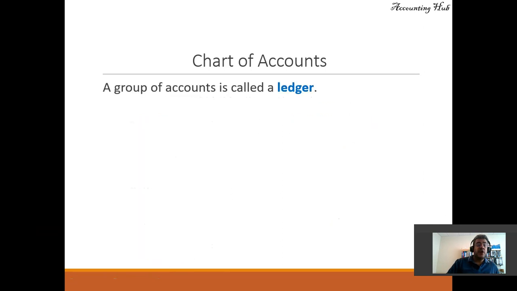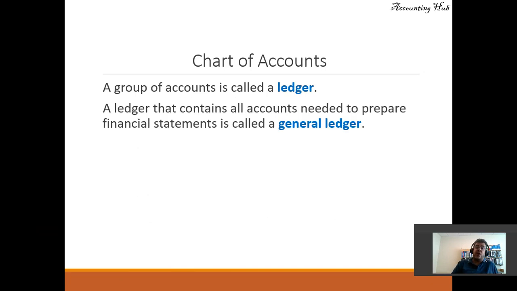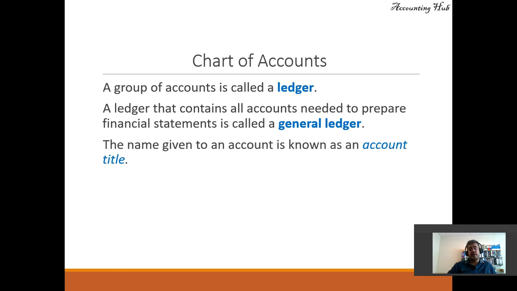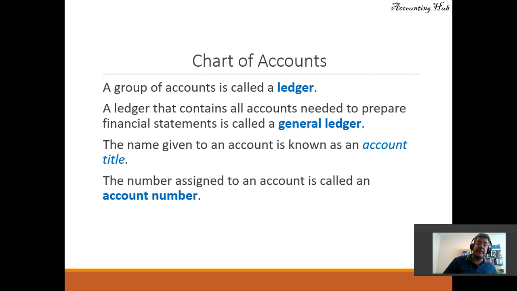How does it work? For instance, a group of accounts is called a ledger of accounts. A ledger that contains all accounts needed to prepare financial statements is called a general ledger. The name given to an account is known as an account title. Very obvious, right? And the number of an account is called an account number.